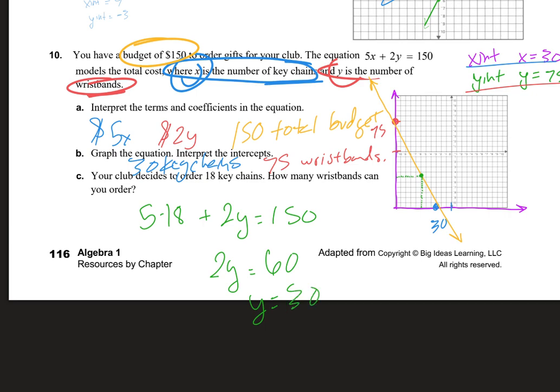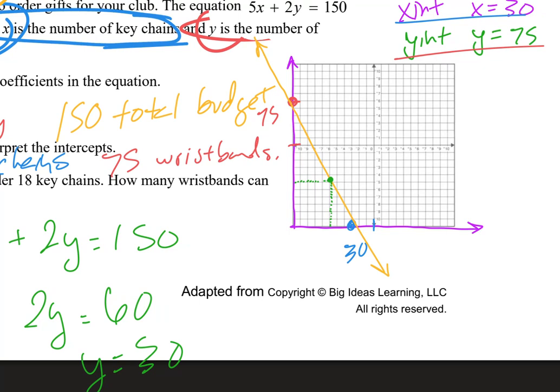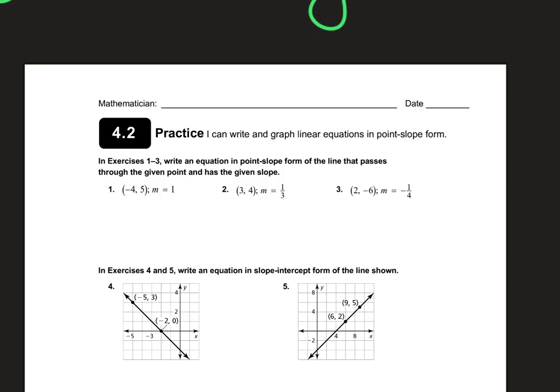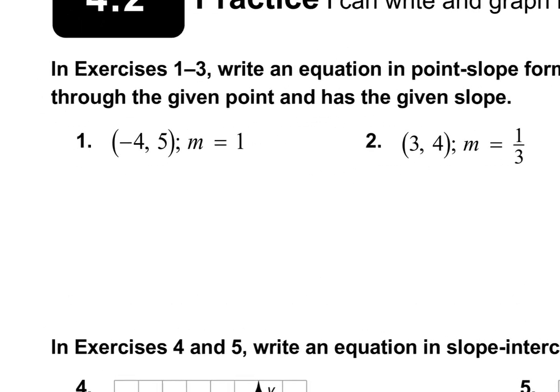We'd have 30. And you know what? That kind of checks out, right? Because I said that this was 50. So, I mean, 25 would be around in here. Boom, 30. Cool. Now we're on to point-slope form again. Write an equation in point-slope form for this.